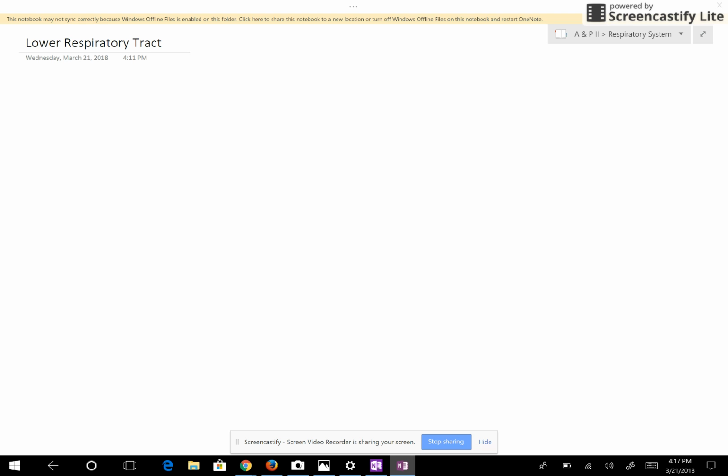The structures of the lower respiratory tract. The first one is the larynx. The larynx is going to be where the vocal cords are found. So this is where your voice comes from. Next, inferior to the larynx is the trachea.